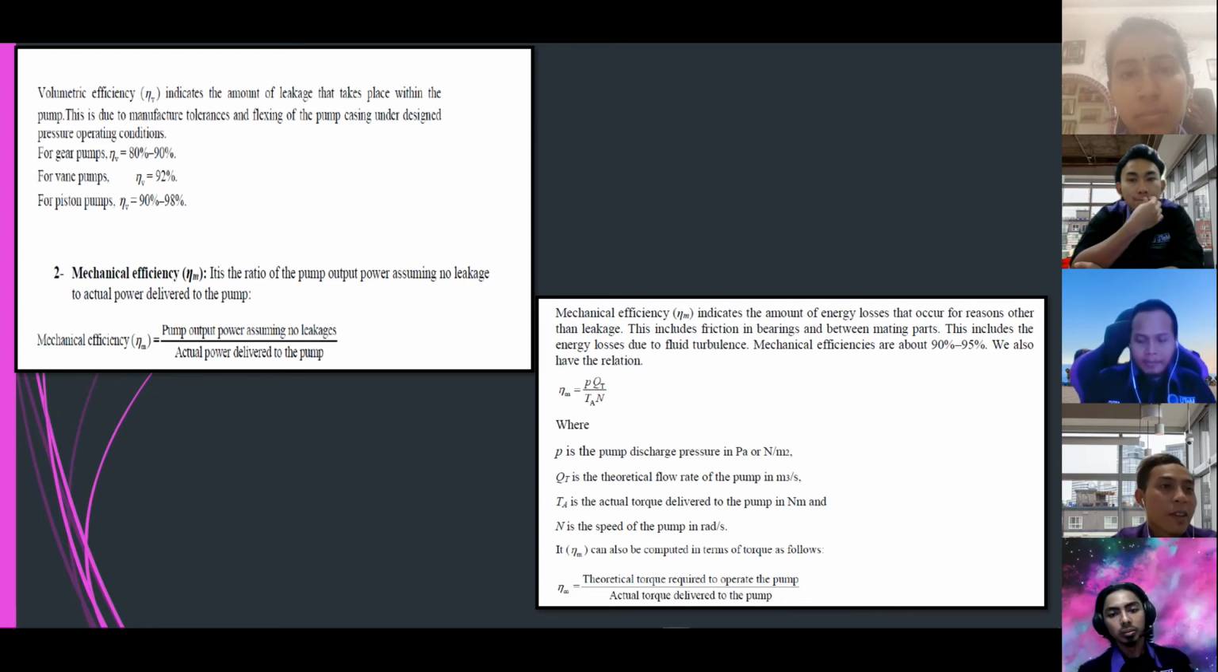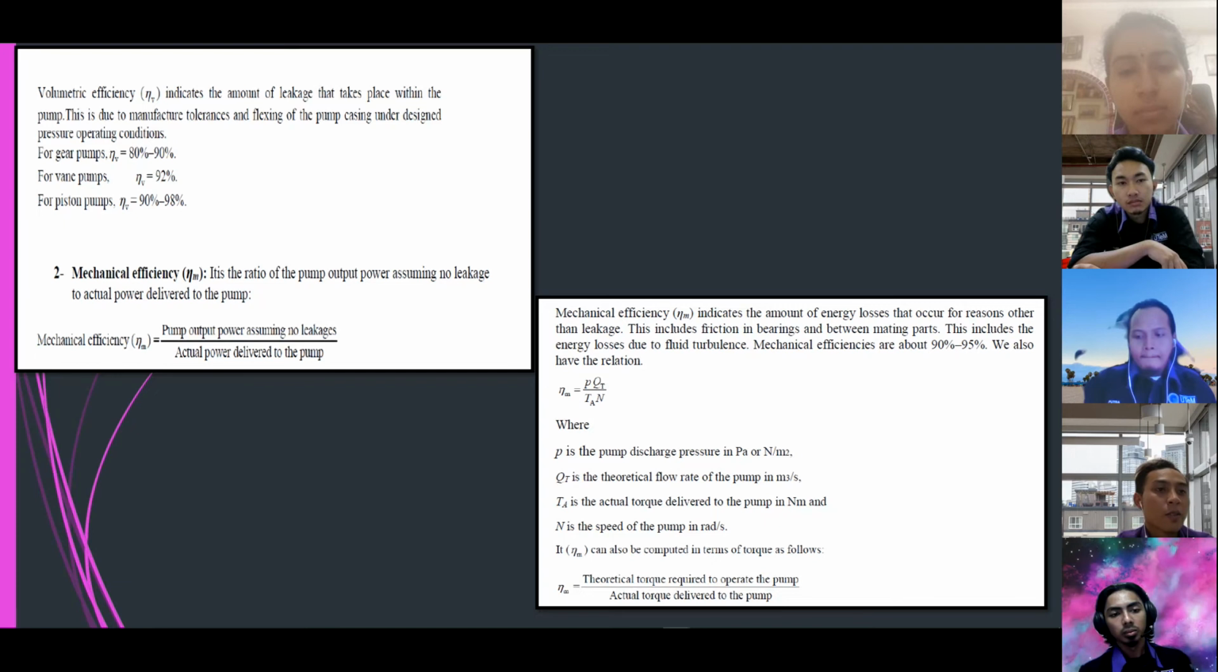The second is mechanical efficiency. It is the ratio of the pump output power assuming no leakage to actual power delivered to the pump. The formula for mechanical efficiency is pump output power assuming no leakage over actual power delivered to the pump.